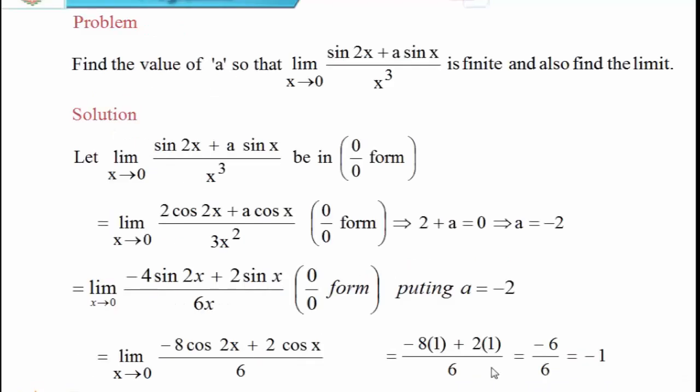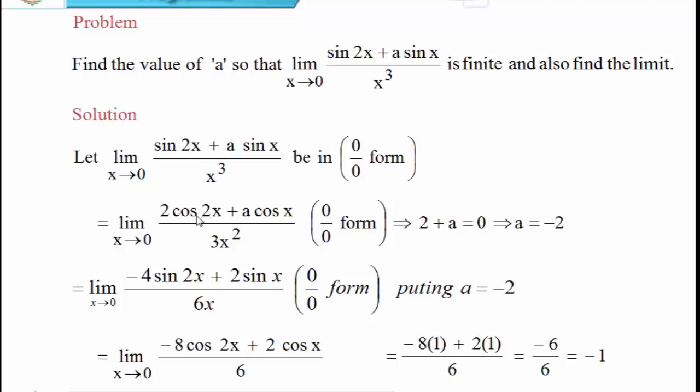Find the value of a so that the limit of this function is finite, and also find the limit. Solution: if we check the form by replacing x by 0 here, because x tends to 0 is there, we are given that it is finite, means the 0 by 0 form will be there, because the denominator is 0 cube, 0, so the numerator must tend to 0.